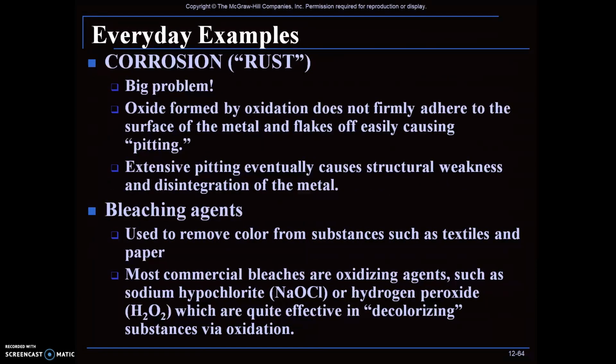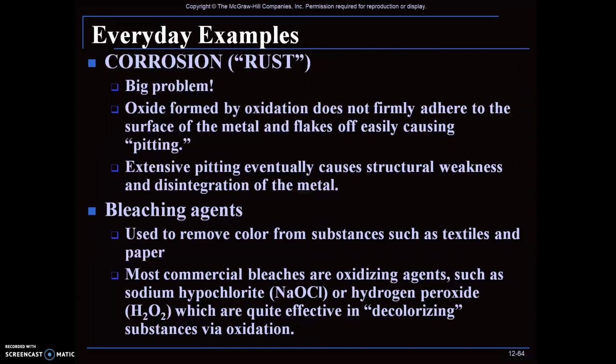Some everyday examples: corrosion, which is forming rust, is a big problem. Oxide formed by oxidation does not firmly adhere to the surface of the metal and flakes off easily, causing pitting. Extensive pitting eventually causes the structural weakness and disintegration of the metal.